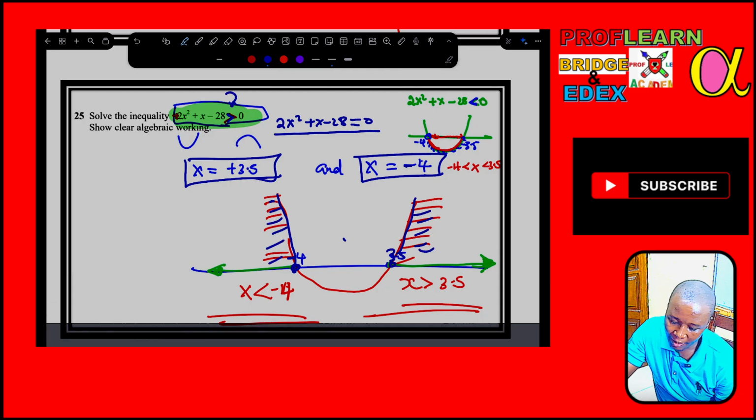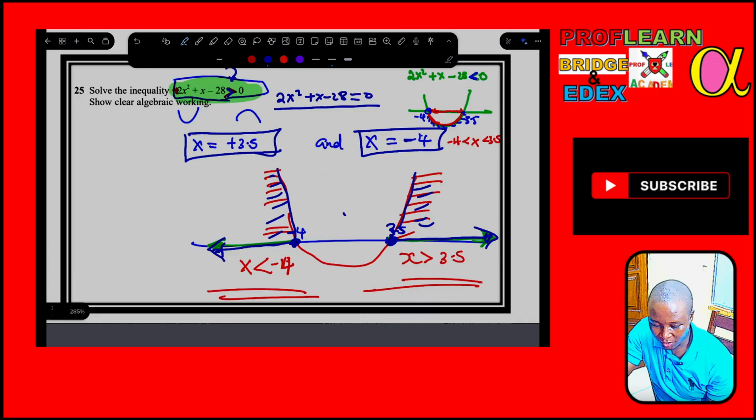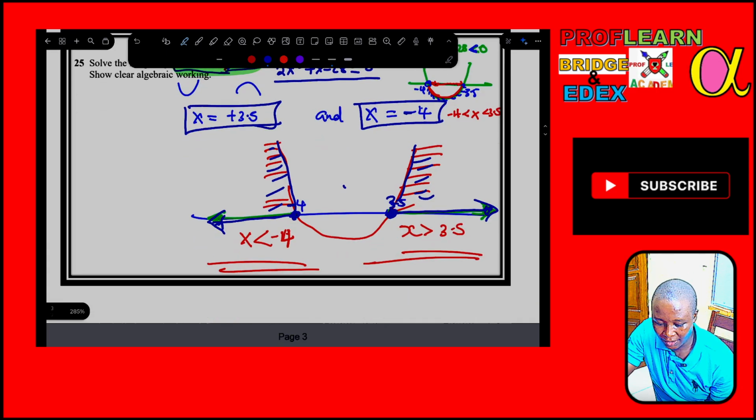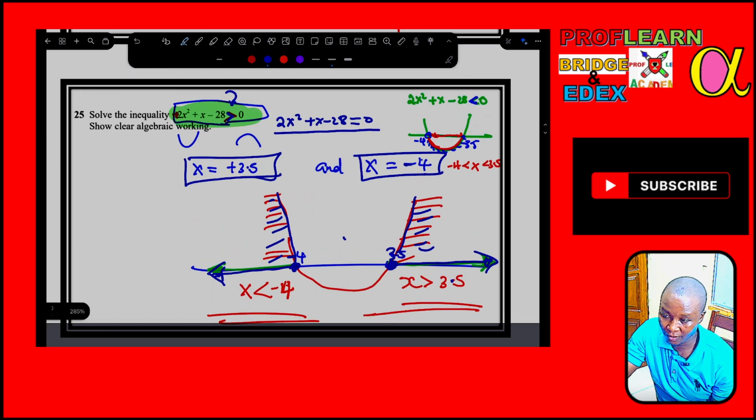So what values of x define those regions? It is values of x above 3.5, or values of x below -4. So whenever you're going to write your answer, you write x is less than -4, or x is greater than 3.5. That's how you write the answer for this.